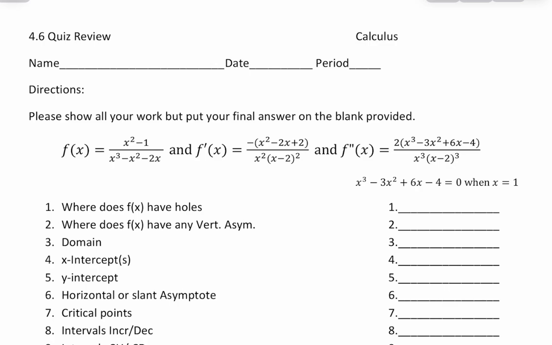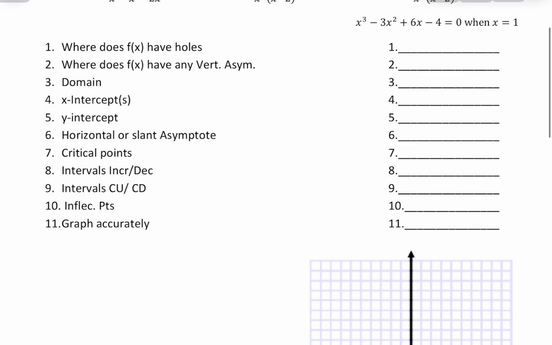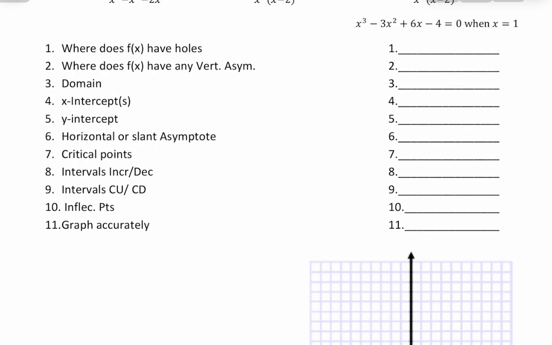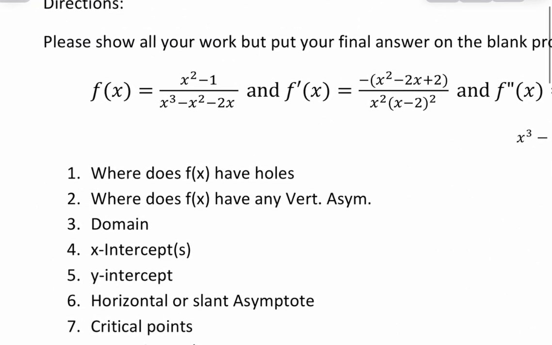Okay, so let's go through the process of the 11 steps that you see here. And this is exactly the same order that I'll expect to see it on the quiz, okay? So where does the function have holes? So the first thing you want to do for question number 1 is you want to take the first derivative and you want to put it into factored form.